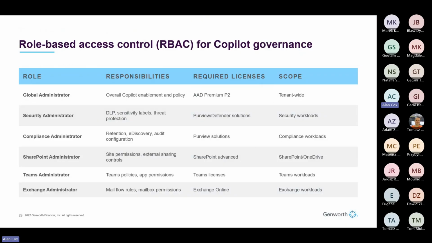Some key roles to consider. Global admin, that's your king. Although global admin can't do everything, it can do most things, 95-ish percent of things. And of course, security administrator. These are the roles that I always tell people to guard. If you're going to do PIM, these are the ones you want to PIM because these are the ones that can hurt you the most. Compliance administrator, SharePoint administrator, Teams administrator, Exchange administrator.